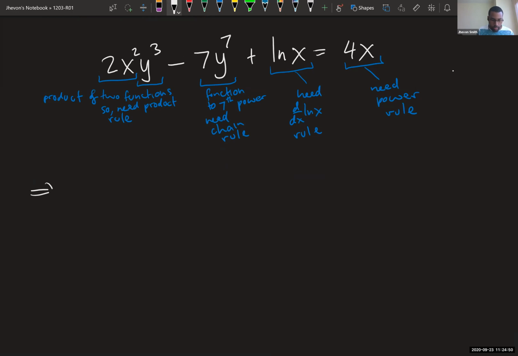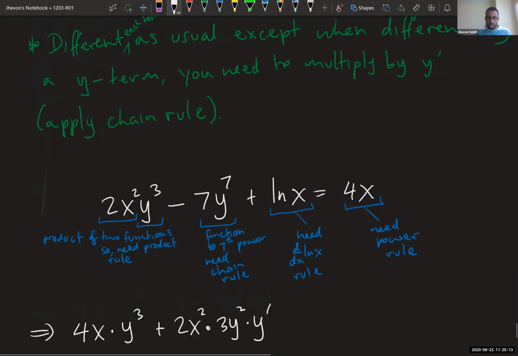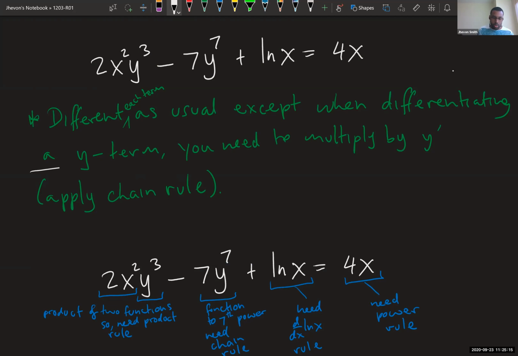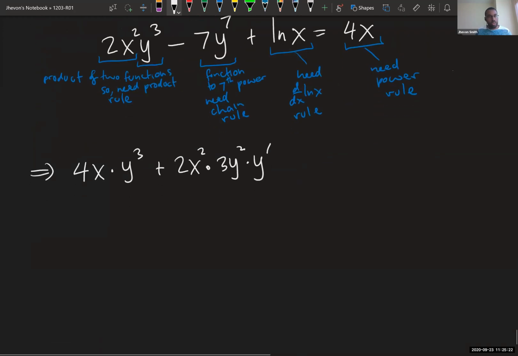So in the first situation, to do the product rule, I differentiate the first function, leave the second one alone. So that's 4x times y cubed. Plus, now I leave the first function, differentiate the second one. So that's going to be 3y squared, and then I multiply by y prime. According to this rule, when differentiating a y term, you need to multiply by y prime.